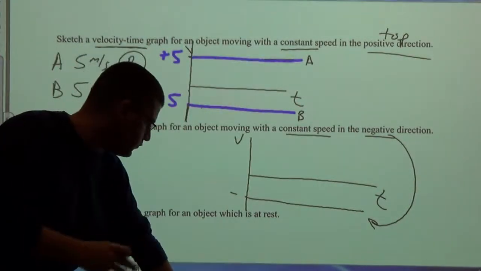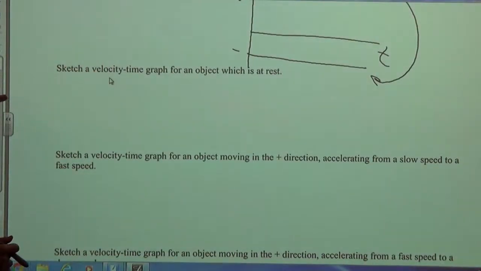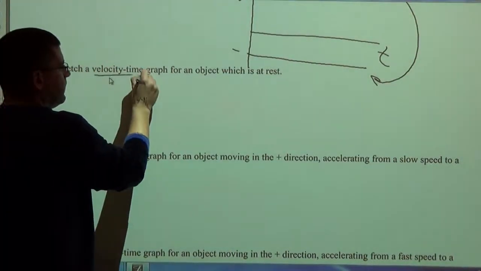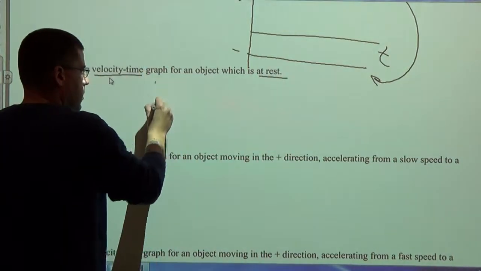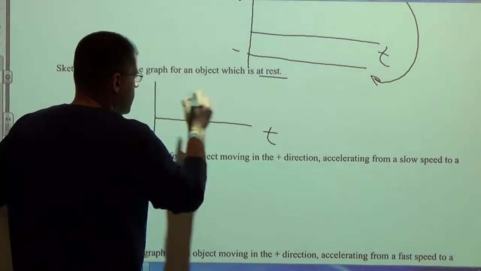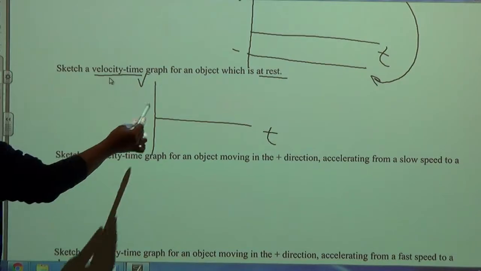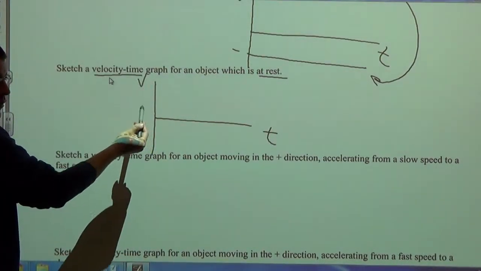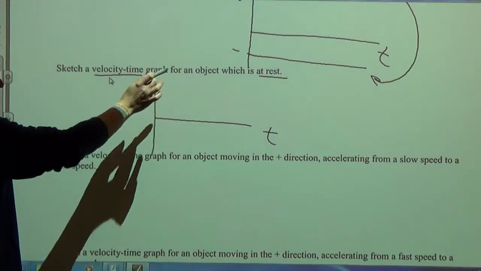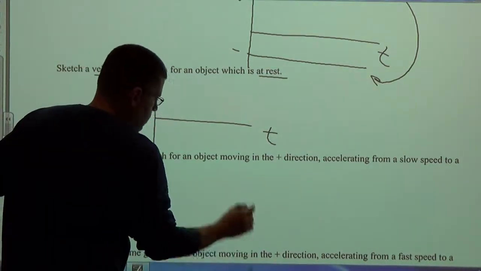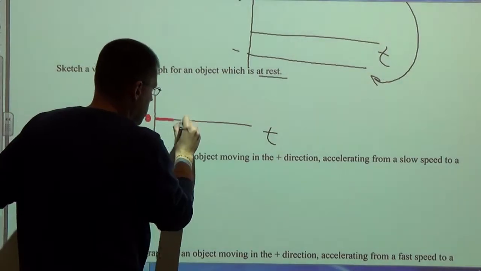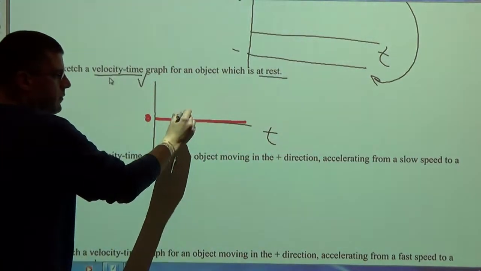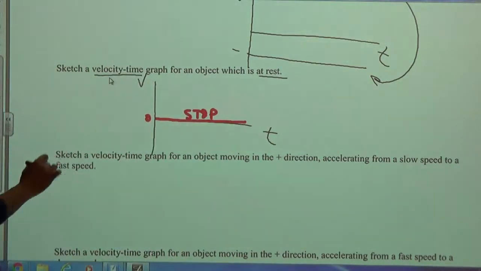Okay, so let's go back to this. VT graph for an object at rest. Easy. VT, rest. So then always look at the y-axis. Here's your T, here's your V. Anything above means I have a magnitude. Anything below means I have a magnitude and a direction. And above, magnitude and direction. So what shows me at rest? Horizontal line on 0. Rest. That means stop. Stop here. And again, read the axis. Okay? Read the axis.